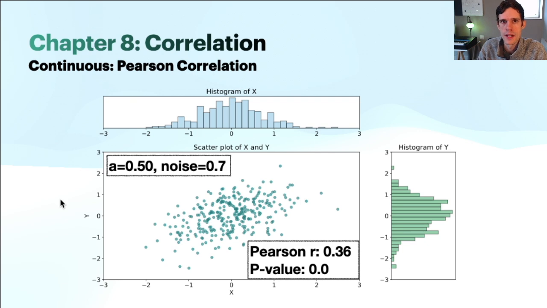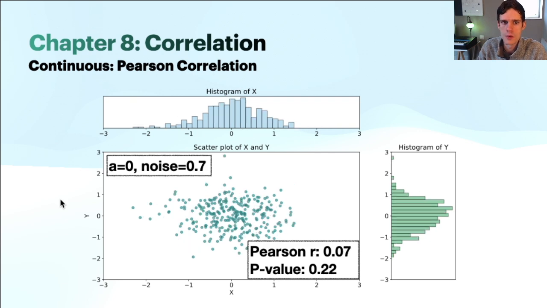But what happens if we now go to the extreme scenario, where a is equal to 0? Now remember, this is the case where x and y are completely uncoupled from each other, and therefore we expect there to be 0 correlation. Now still, the Pearson R coefficient is not exactly 0, it's 0.07.